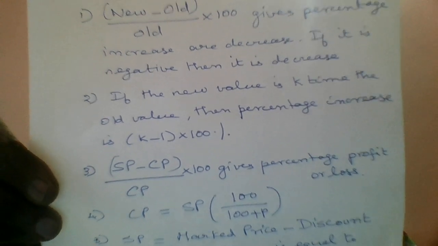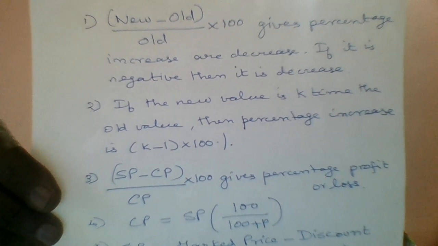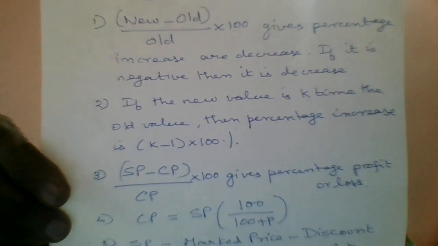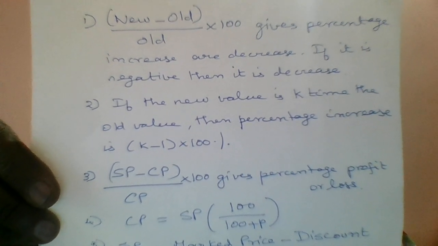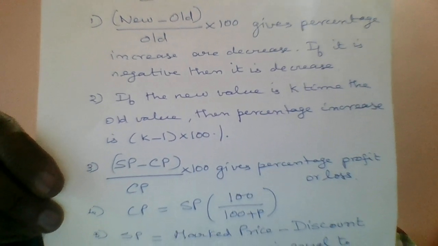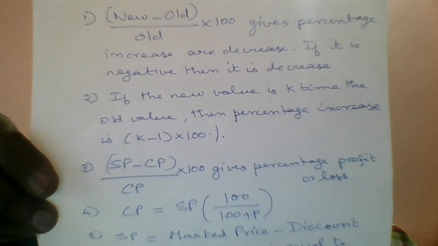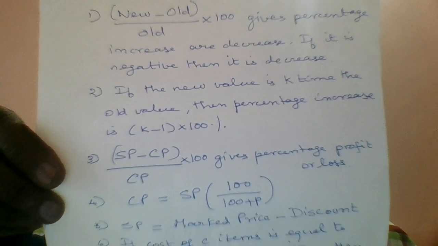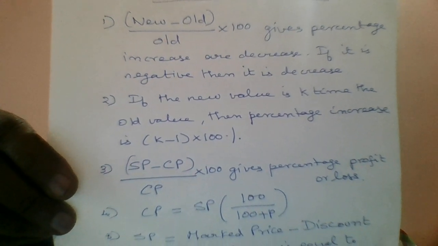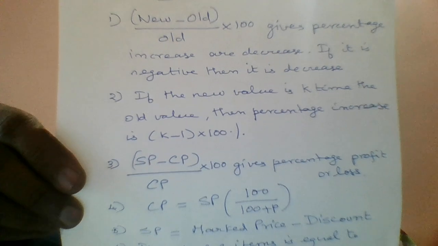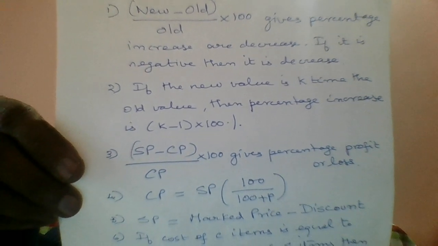If the new value is k times the old value, then percentage increase is (k minus 1) into 100%. That is, if the new value is 3 times the old value, then the percentage increase is 200%. Then (SP minus CP) divided by CP into 100 gives percentage profit or loss, where SP refers to selling price, CP refers to cost price. If this is positive, then it is a profit. If it is negative, it is a loss.